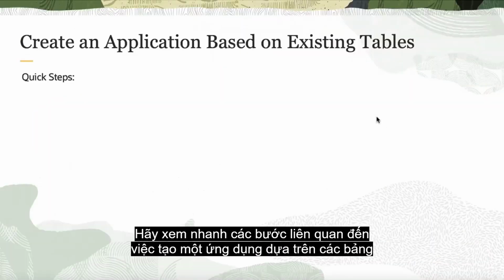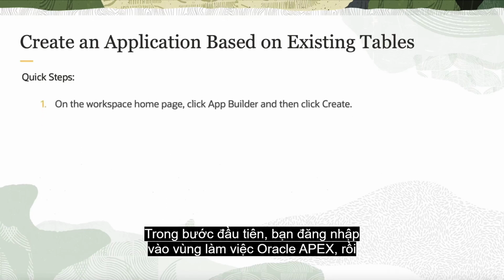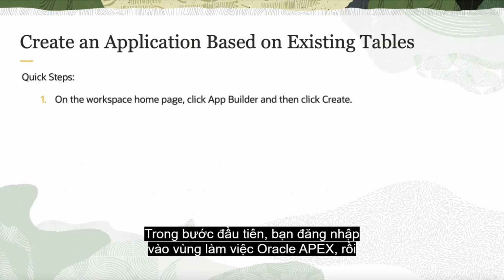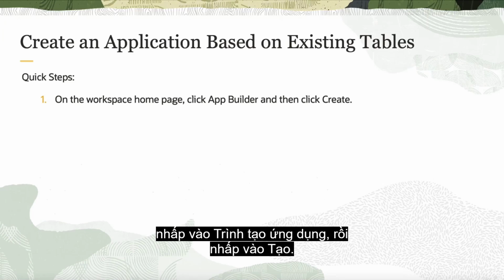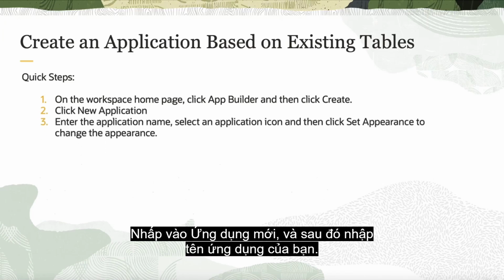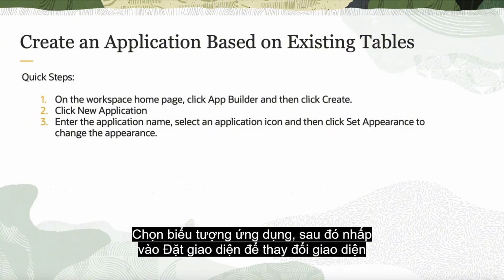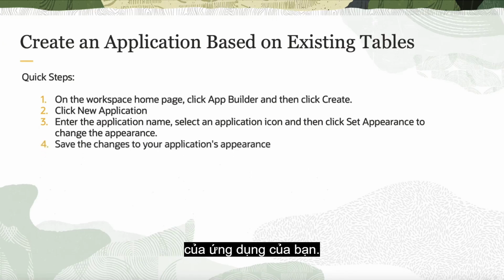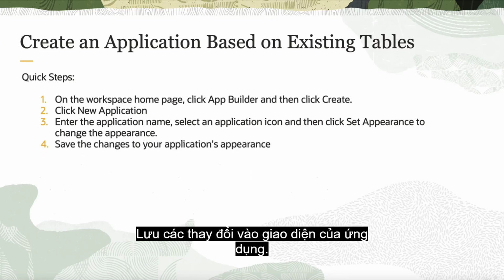Now let's take a quick look at the steps involved in creating an application based on existing tables. In the first step, you log into your Oracle Apex workspace and then click App Builder, then click Create. Click New Application and then enter your application name. Select an application icon and then click Set Appearance to change the appearance of your application. Save the changes to your application's appearance.